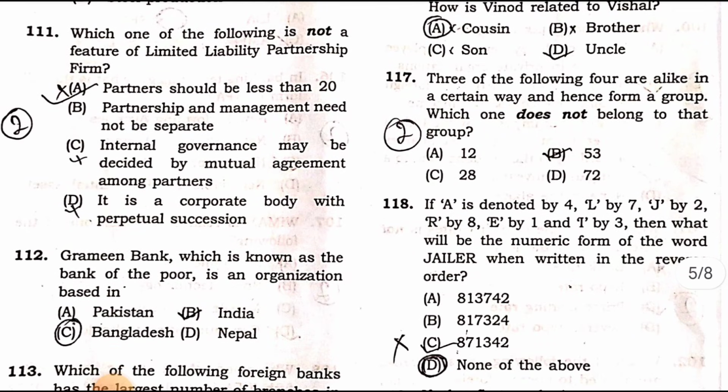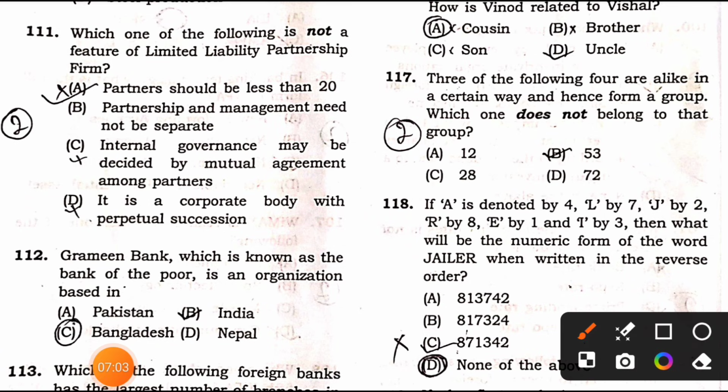Which of the following is not a feature of limited liability partnership firm? Correct answer is A. Partner should be less than 20. Grameen Bank, which is known as the Bank of the Poor, is an organization based in Bangladesh. C.